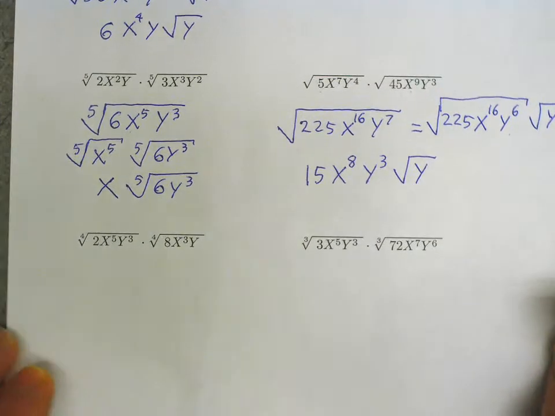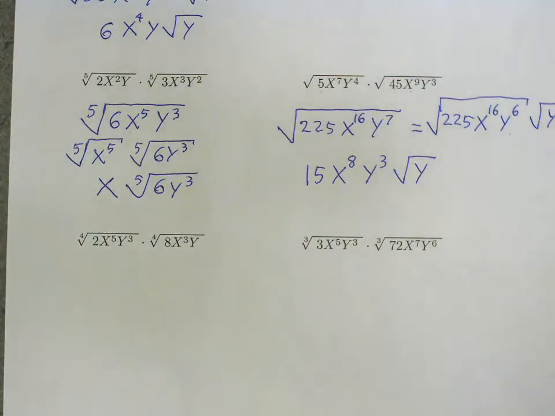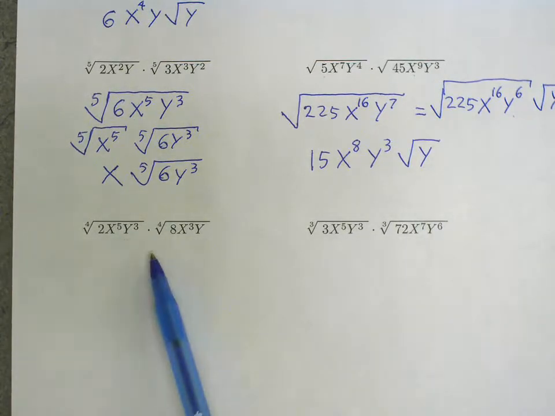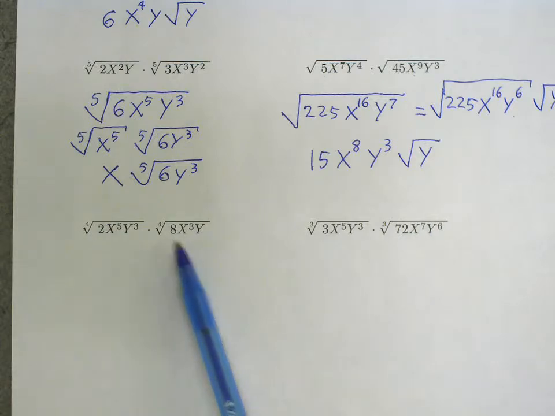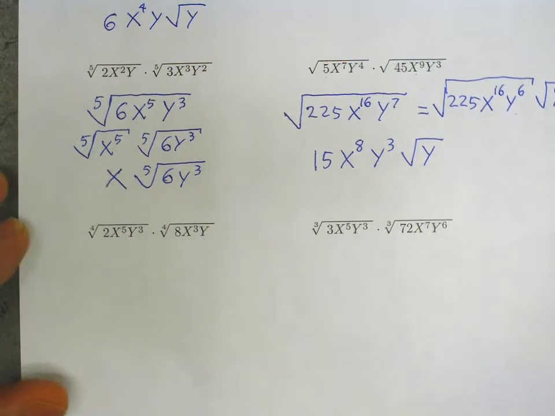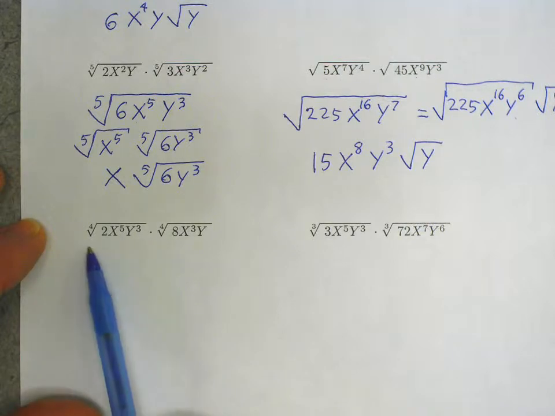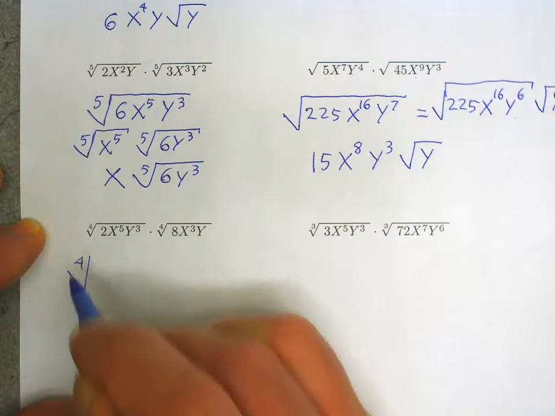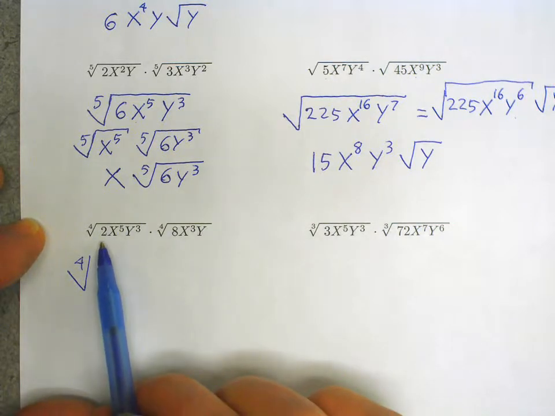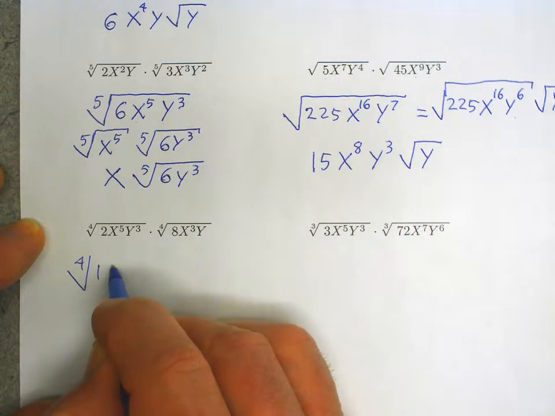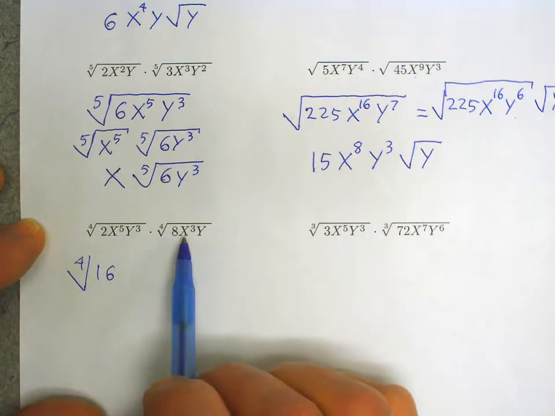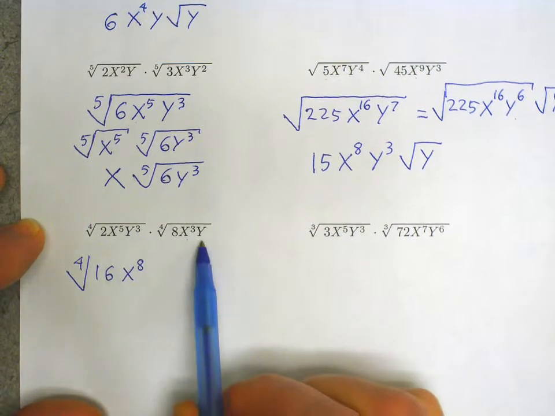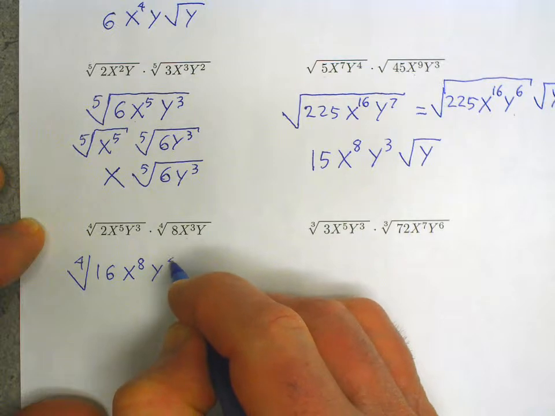Okay, in the next example, the fourth root of 2x to the 5th y to the 3rd times the fourth root of 8x to the 3rd y. So since they're both fourth roots and we're multiplying, we can write it as a single fourth root. And then inside the single fourth root, we have 2 times 8, which is 16, times x to the 5th times x to the 3rd, which is x to the 8th, times y to the 3rd times y, which is y to the 4th.